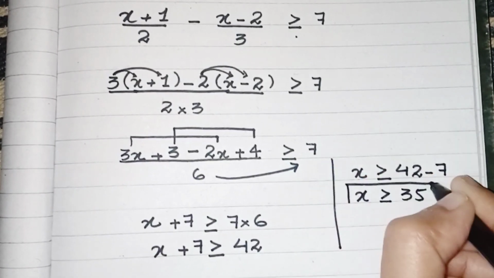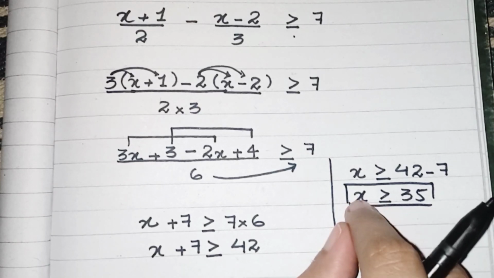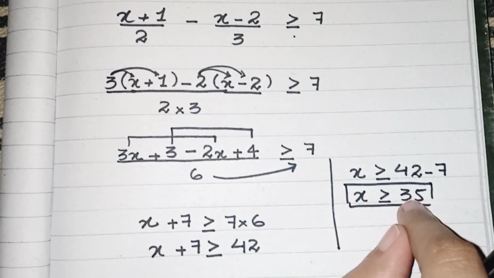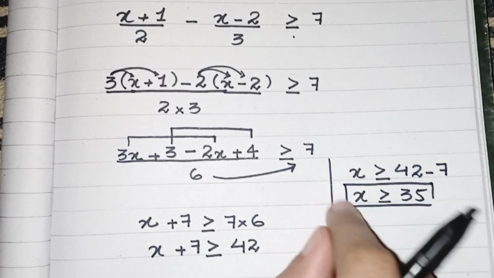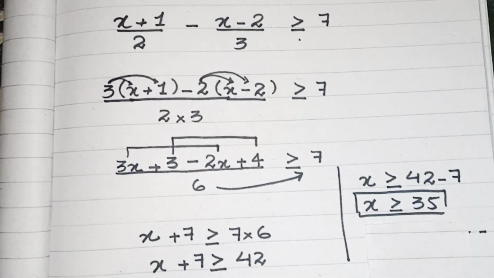Now this is the result, which tells us that the value of x should be equal to 35 or more than 35, and so on, to the real numbers.